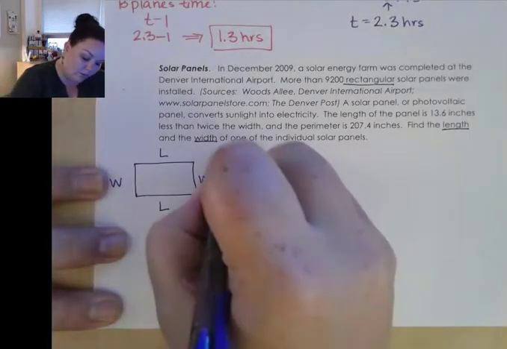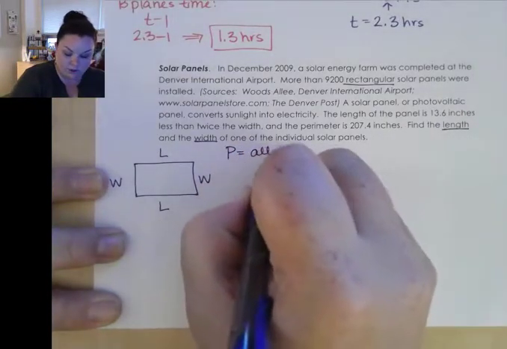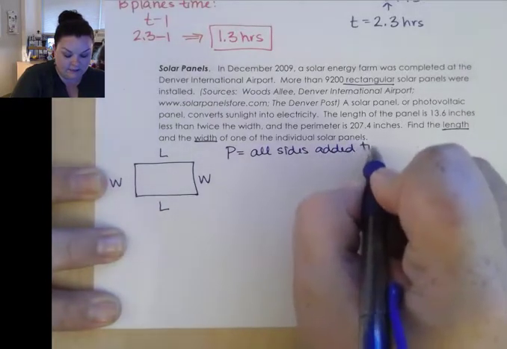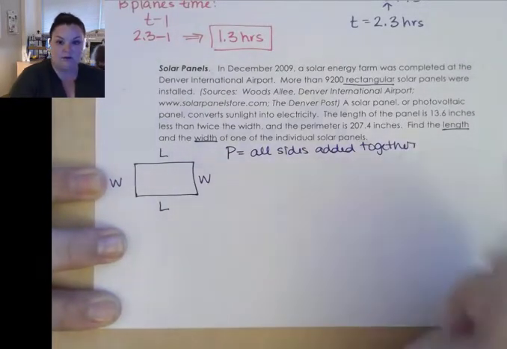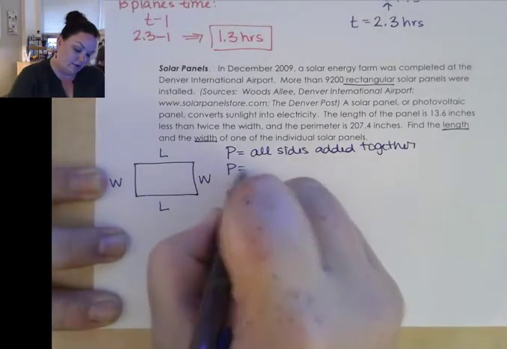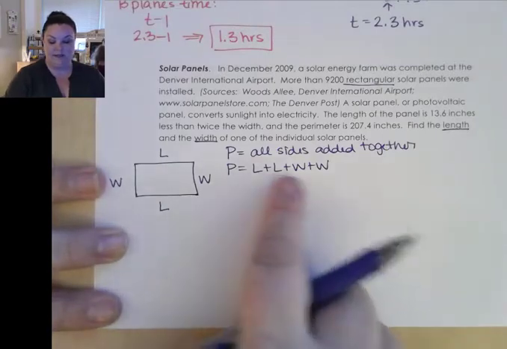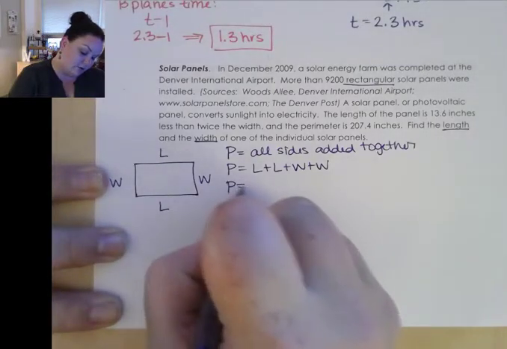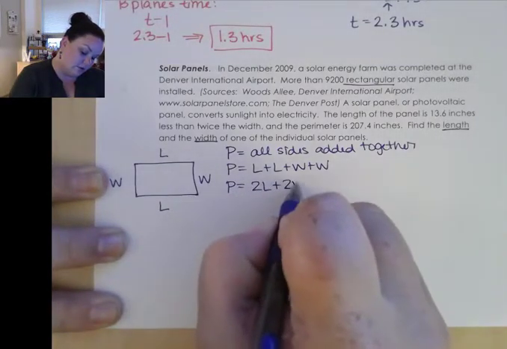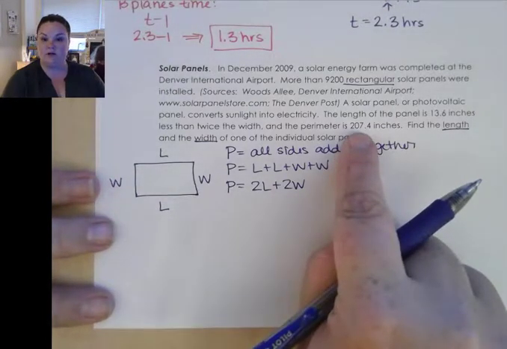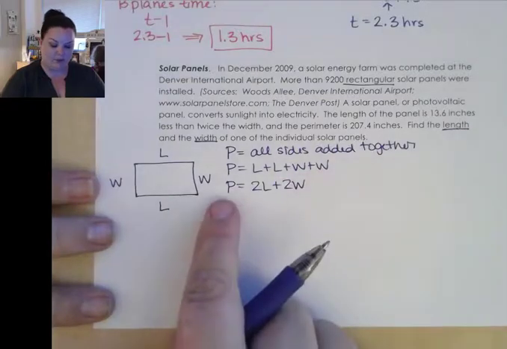It says the perimeter is 207.4 inches. So remember, perimeter is equal to all sides added together, right? So in other words, perimeter is equal to L plus W plus L plus W. Or we can combine like terms and just say perimeter is 2L plus 2W, right? And they told us what the perimeter is. It's 207.4 inches. So I can put that in.